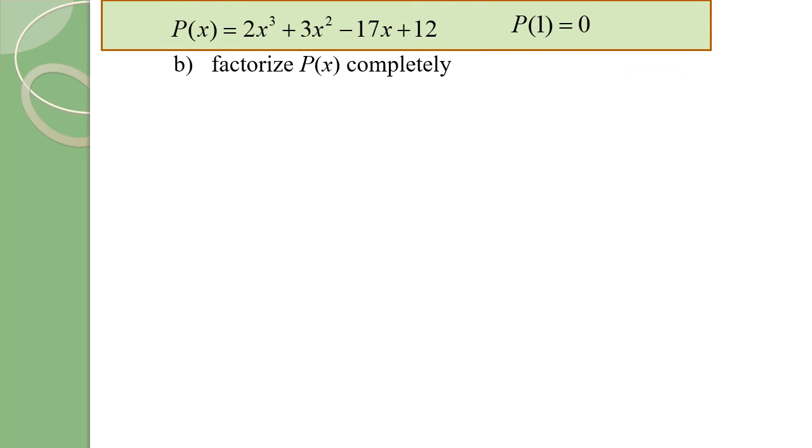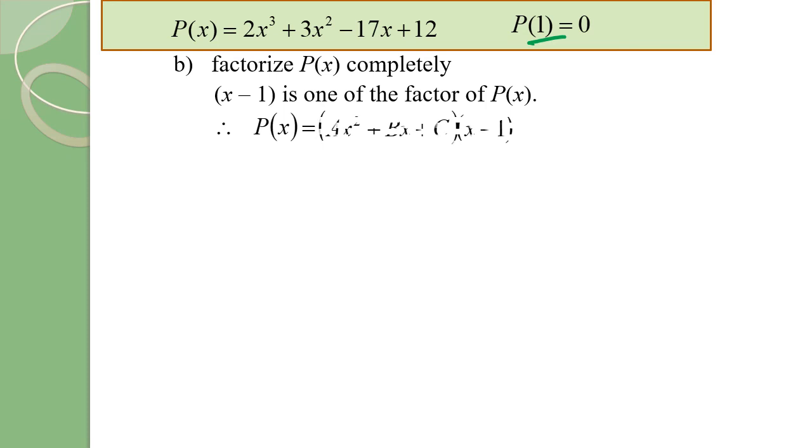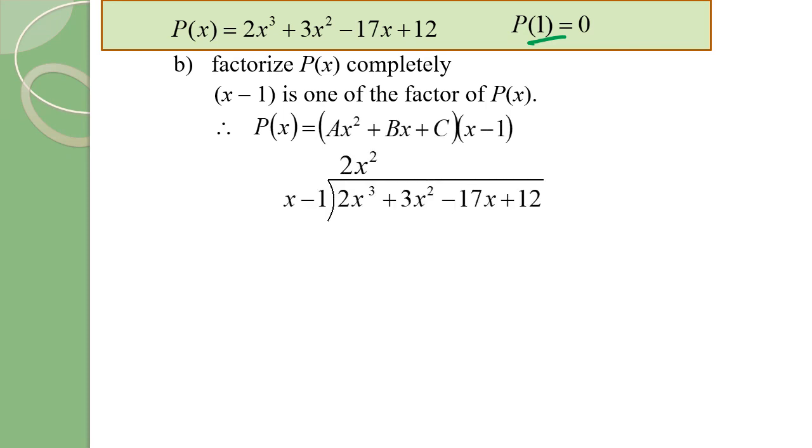Factorize p(x) completely. We know already that 1 is a zero, which means that x minus 1 is one of the factors of p(x). So we can use long division to find the other factors. So what is the other factor? We use long division. To get 2x cubed, we have to multiply x with 2x squared. So 2x squared multiplied by x, and 2x squared multiplied by negative 1, we have 2x cubed minus 2x squared.